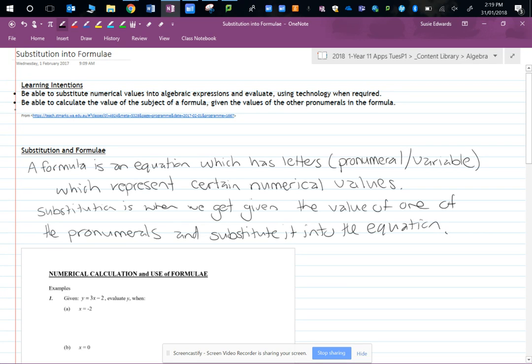I don't like to write too many words. I'm definitely not an English teacher. But then we sort of do practice questions. So we always do worked examples, and then you guys practice as well. Just tell me which bit. So the value of one of the pronumerals and substitute it into the equation. As I said, just ask me. It's all good. Nicely. Nicely is a good word.